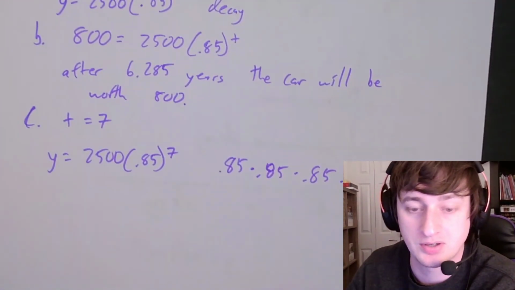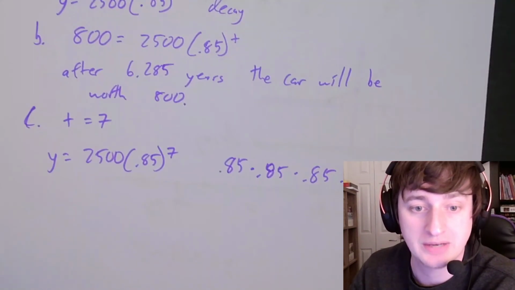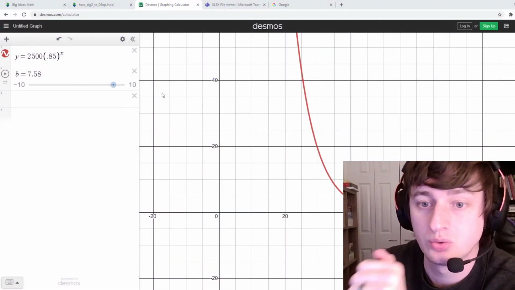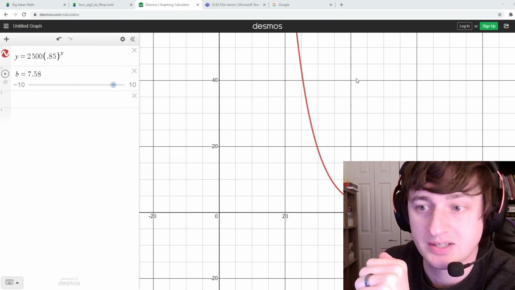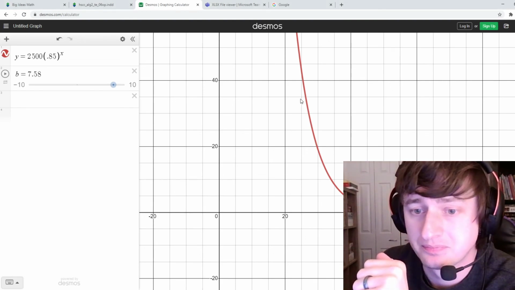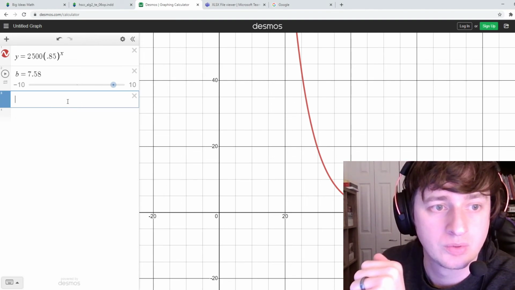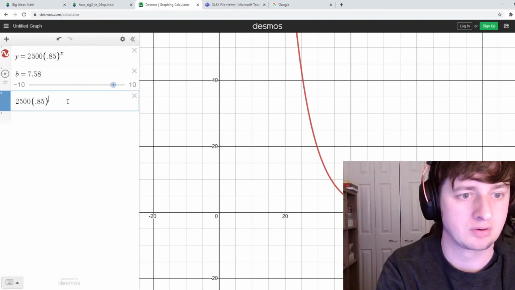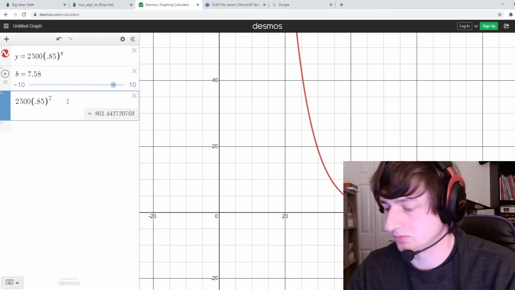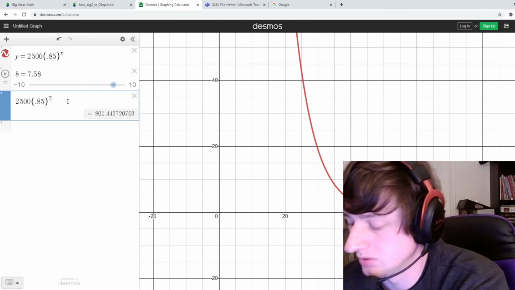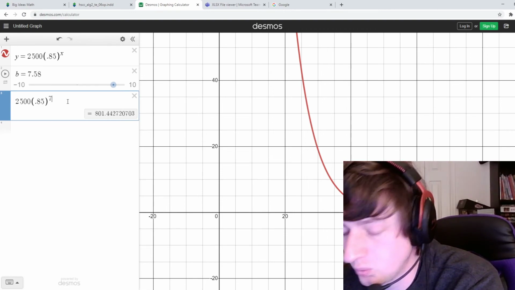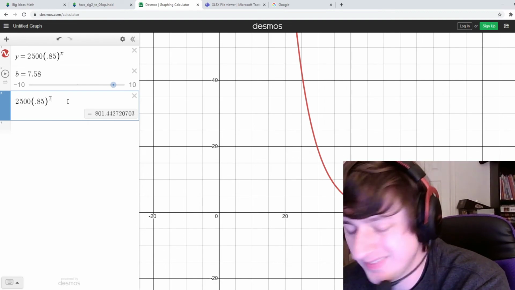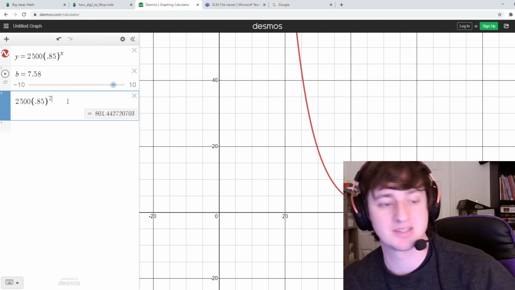It will take forever. It's not impossible. It's just not worth your time. Use a calculator. Use a calculator like Desmos or Google. So we want to know what this function is when x is 7. So we can just type in 2,500 times 0.85 to the 7th. And it tells us, well, it's actually pretty close to the 800 number. Y is going to be 801 point, don't write all the decimals, just do like 4. And in this case, it doesn't even really make sense to do 4 because it's dollars.